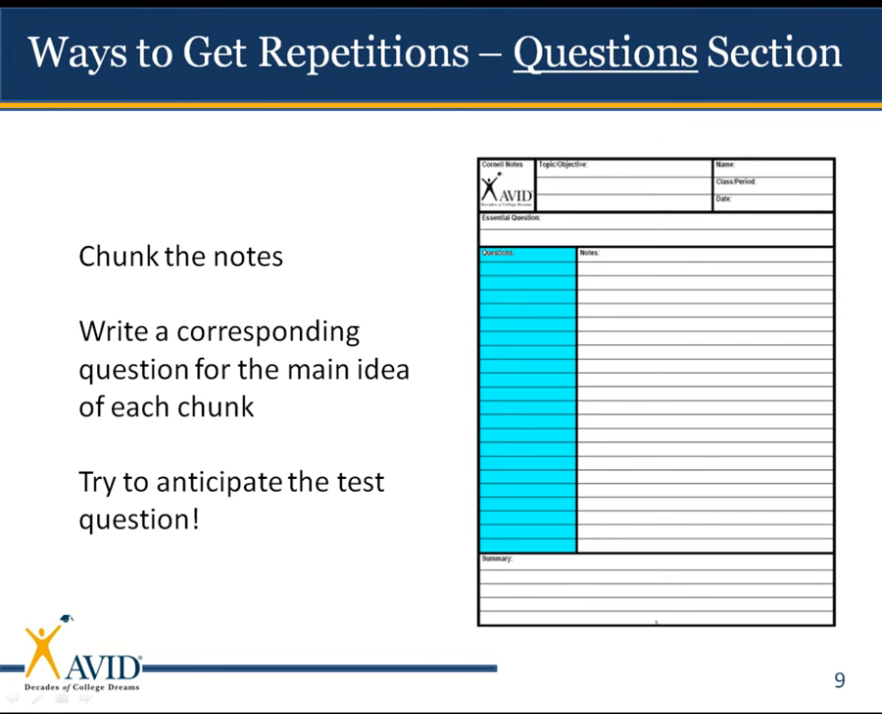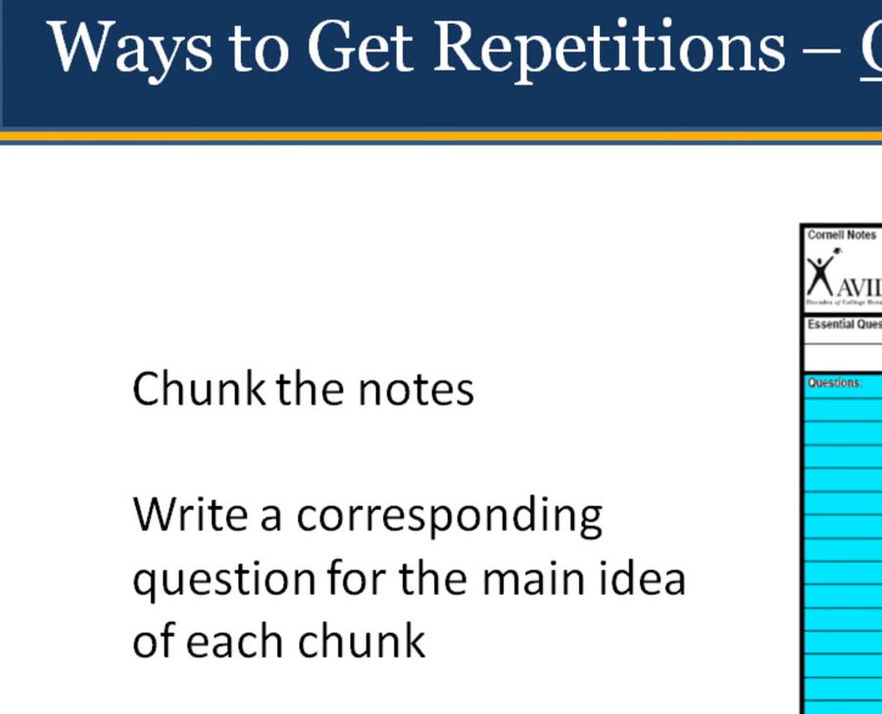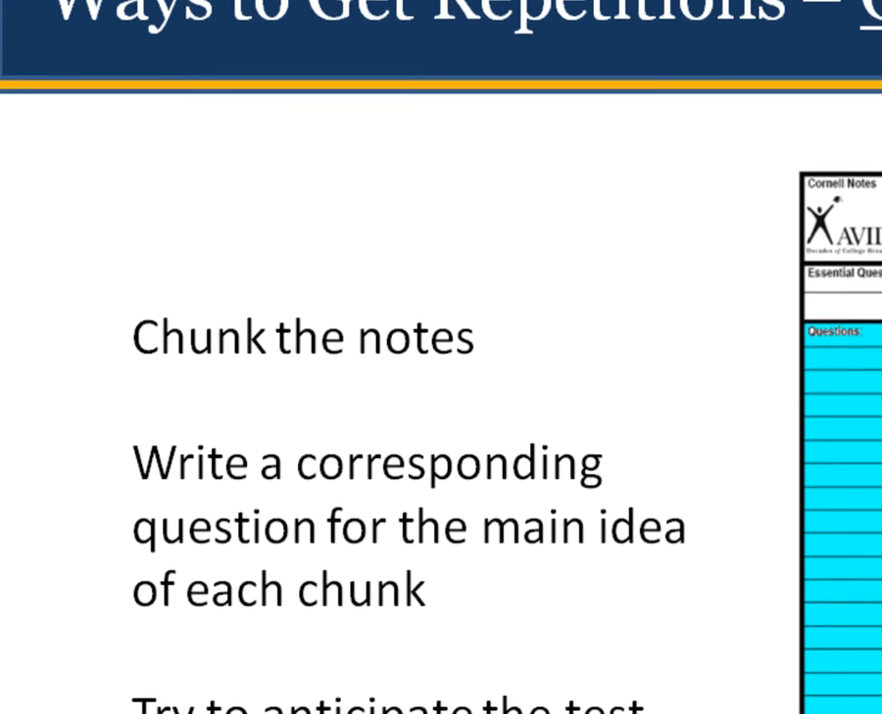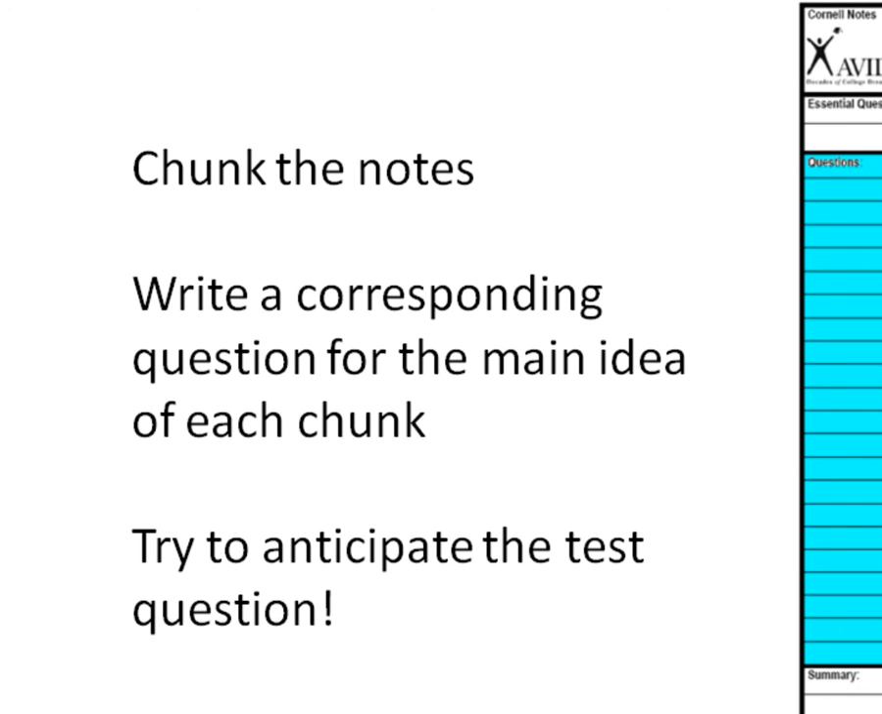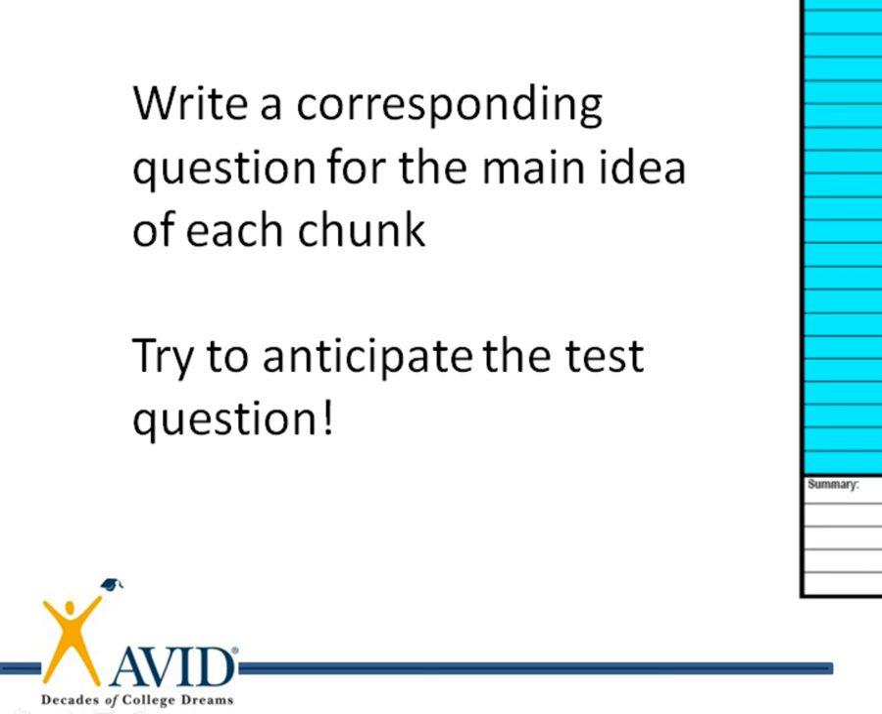What about the left section, the question section? Well, the way that we get multiple repetitions there is by first off chunking our notes into multiple sections. Once I've got my notes chunked, what I'm going to do is write a corresponding question for each of the main ideas in those chunks. So if I had 3 chunks, I'm going to have 3 questions in my left column.